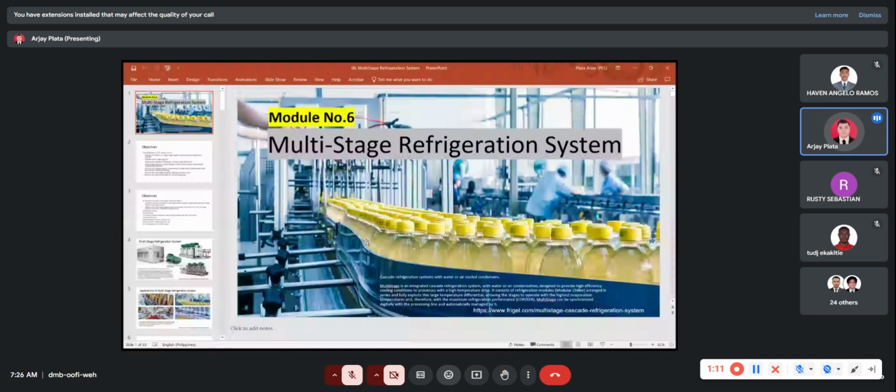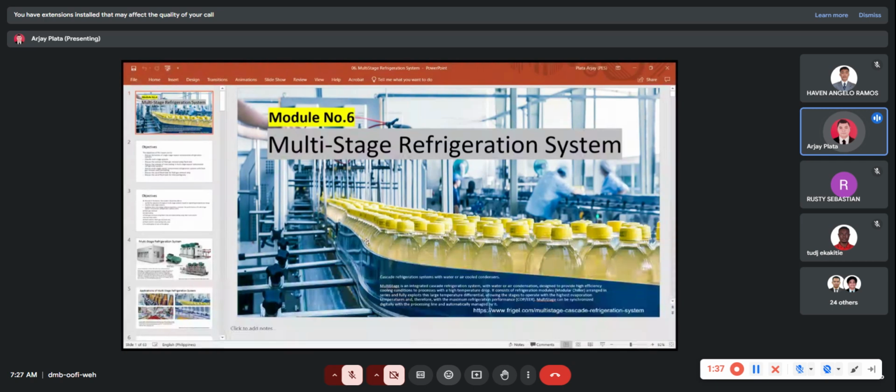So designed to provide high efficiency cooling conditions to process with a high temperature drop. So it consists of refrigeration modules or chillers arranged in series and fully exploits the large temperature differential. So allowing the stages to operate with highest evaporation temperatures, therefore with maximum refrigeration performance or COP.